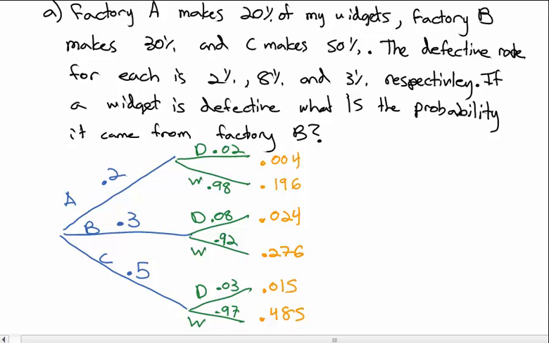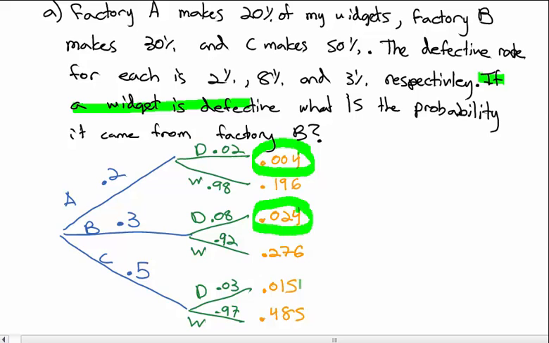What we are going to do is circle the given information. The given information is that the widget is defective. So this 0.004, that's defective. This 0.024, that's defective. This 0.015, that's defective. We're going to mark what we're interested in, and what we're interested in is that it came from factory B.